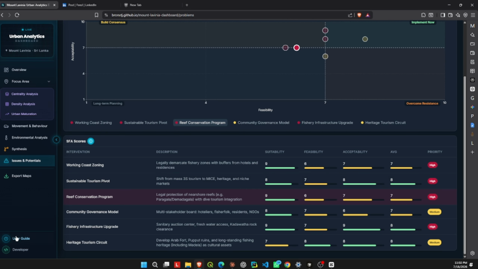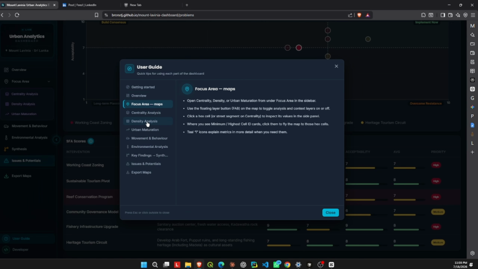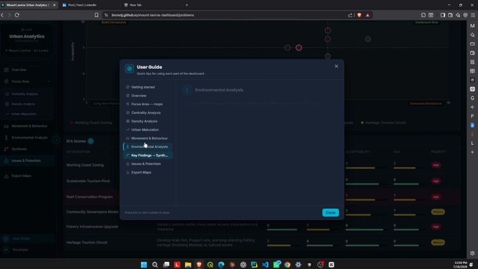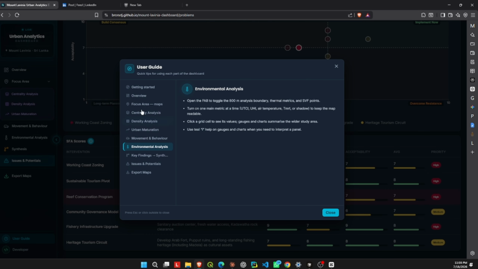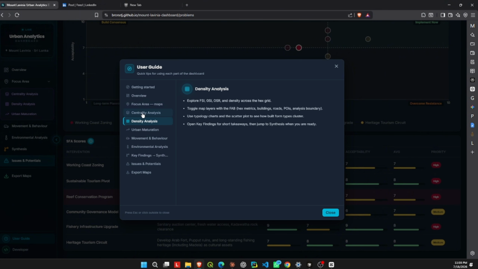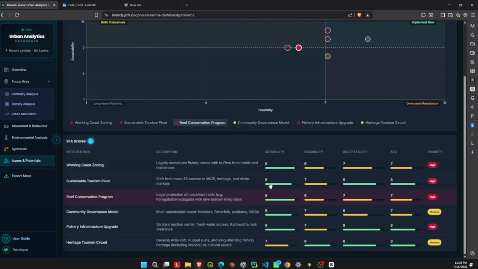Our bonus one is the user guide. If you feel like you are trapped or if you need any kind of guidance, you can click and go through these pages. According to each page, you can see how to get the most out of it, right? What the functions and features are, likewise.